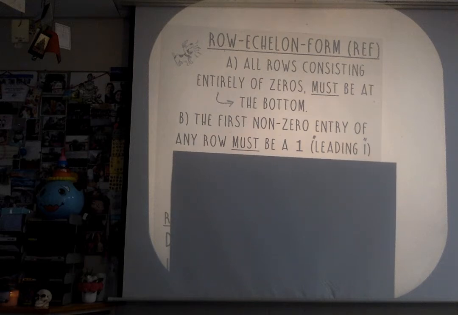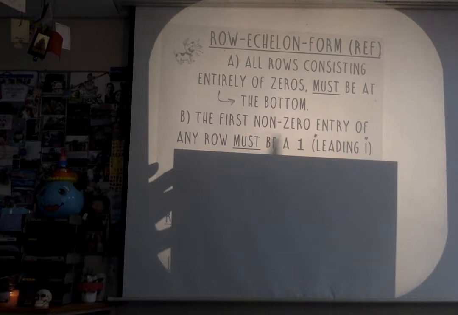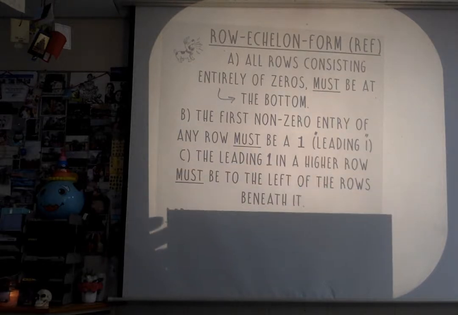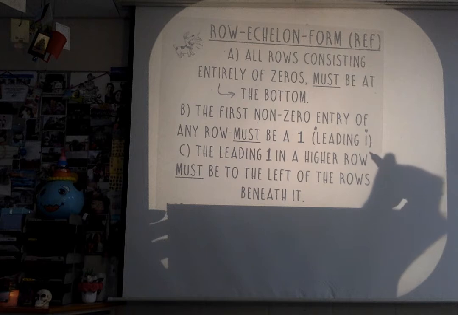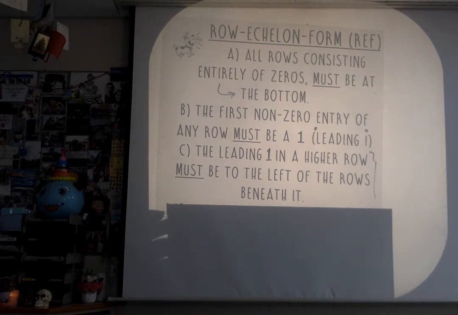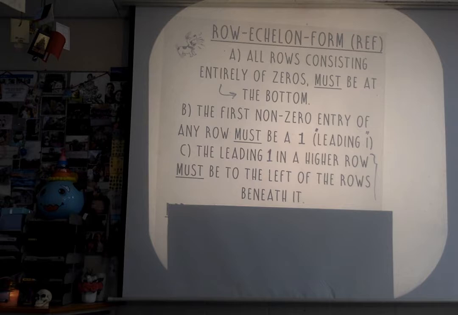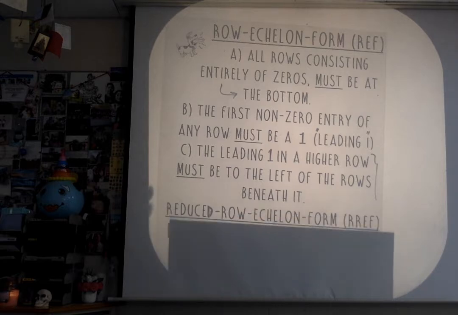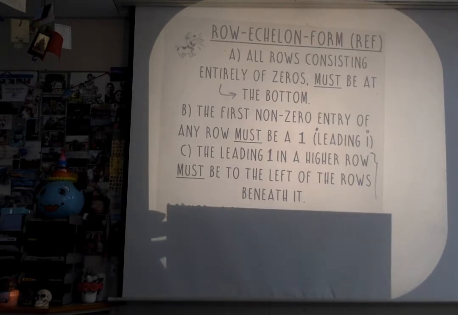Part B, the first non-zero entry of any row must be a 1, and that's called the leading one. The first non-zero entry of any row must be a 1. The leading one in a higher row must be to the left of the rows beneath it. You should be writing this down, so that later you're just going to be able to recognize it, but for now, so you have these rules. That's it for row echelon, so REF.